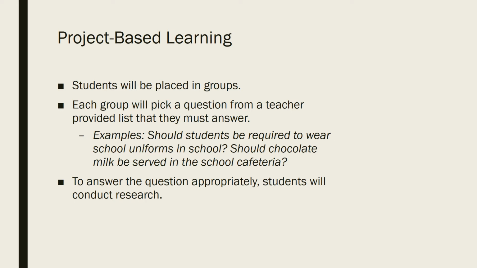So to start, for project-based learning on opinion writing, students would be placed in groups. Each group would pick a question from a teacher-provided list that they must answer for this project-based learning assignment. Some examples could include, should students be required to wear school uniforms in school? Another question that they might have a choice of choosing from could be, should chocolate milk be served in the school cafeteria? The questions that students could choose from would all be of interest to them.